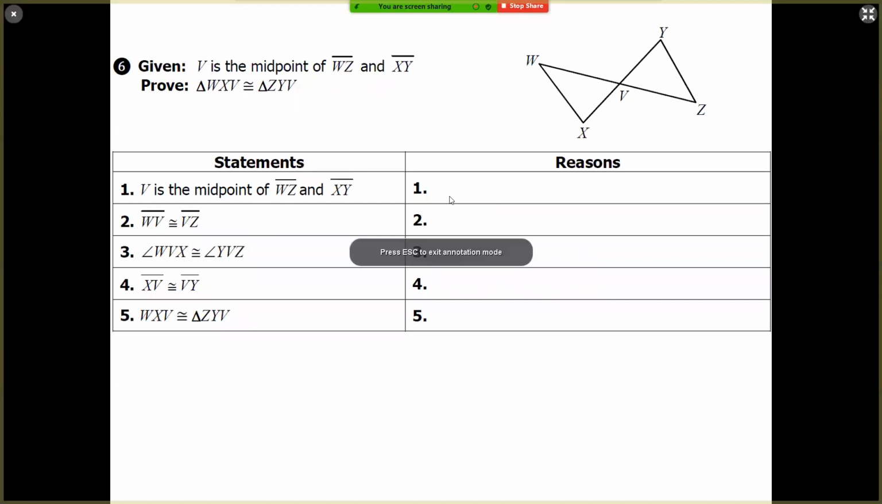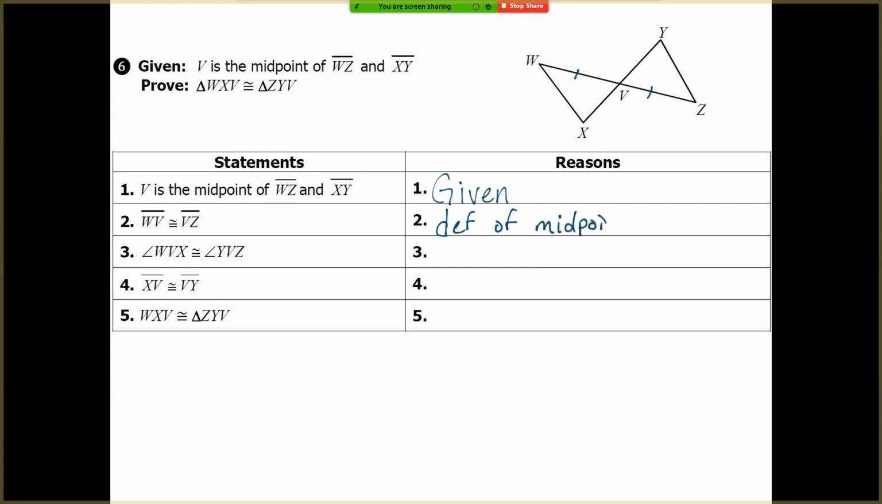Question number 6, we're told that V is the midpoint of WZ and XY. So we're going to start out with that given information. With that given information, if V is the midpoint of WZ, then it must create two equal segments, WV and VZ. So by the definition of midpoint, those two segments must be congruent.